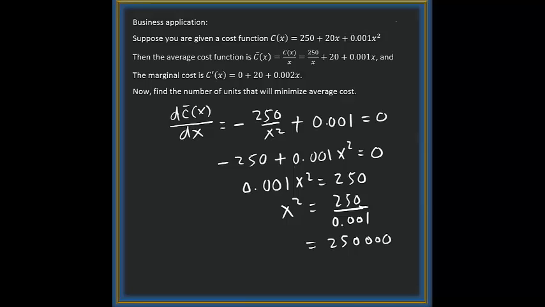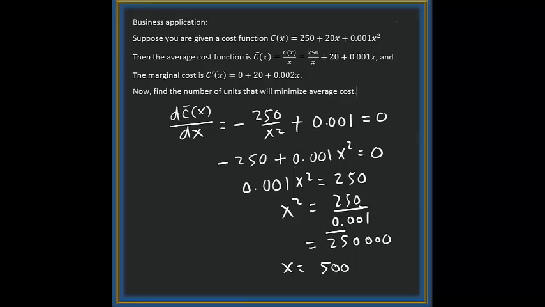Now when you take the square root on both sides, you get x equals, x is the number of units, so we avoid the negative sign. 25 will give me 5, and you have 4 zeros, so that will make 2 zeros here. Or you can just use your graphing calculator. You'll see x equals 500. So when you have x equals 500, then our derivative is 0.